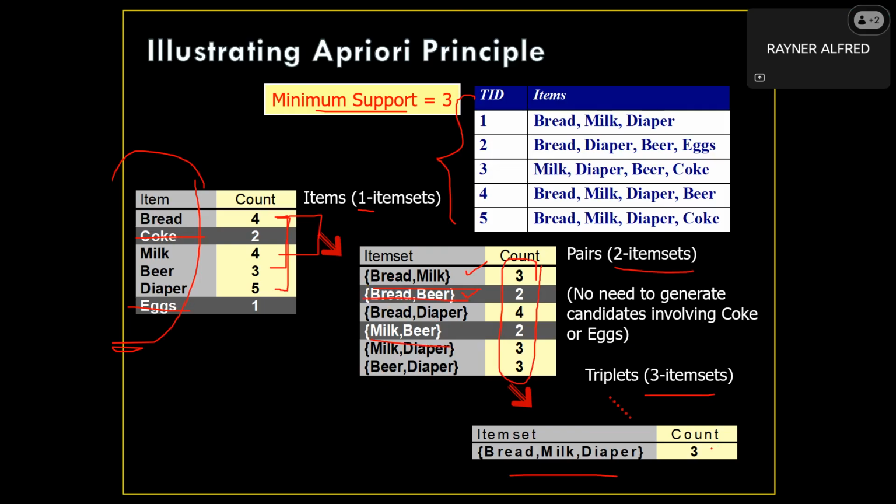Okay, so we stop here because this is the only one that is considered frequent. So we stop there. If we are asking what are the frequent item sets that we have for this market basket analysis, we have 1, 2, 3, 4, 5, 6, 7, 8, and 9. So 9 frequent item sets.